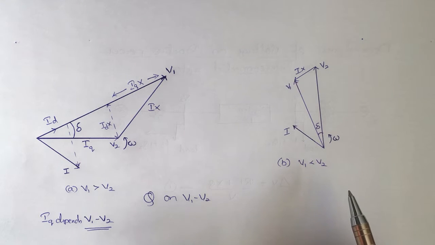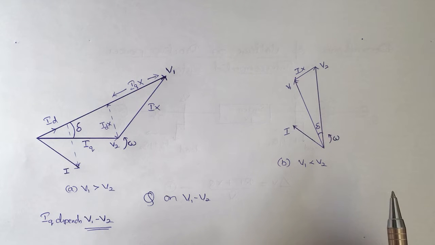Thus the direction of active power flow can be controlled by adjusting the prime mover inputs, and the direction of reactive power flow can be adjusted by the excitation of the two generators.